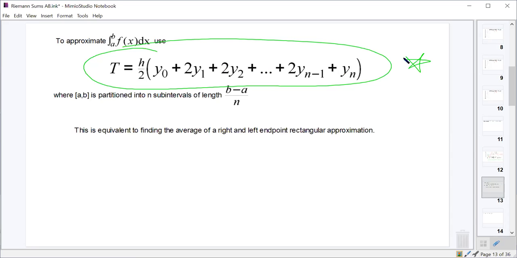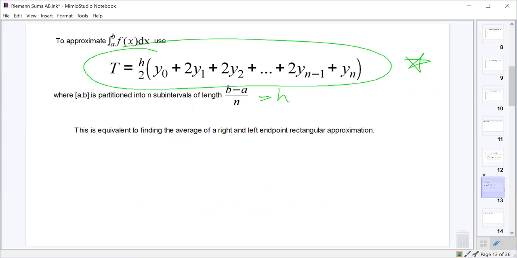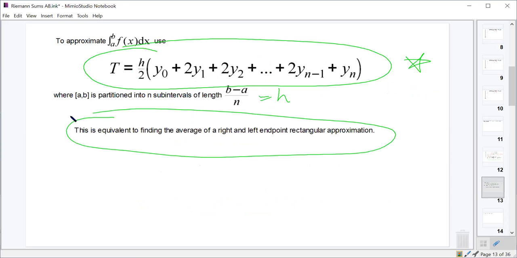And so a couple of things about this. First is that the value of h is equal to b minus a over n. So if we go back to our picture, h should be b minus a, so that's the length of the entire interval, divided by n, where n is the number of subintervals. So each one of these should have a length of b minus a over n. And second, this should be equivalent to finding the average of a left and a right rectangular approximation. So if you already had the left and the right rectangular approximations and somebody asked you what's the trapezoidal approximation, all you'd have to do is take the average of those and figure out what that number is. Good or no?